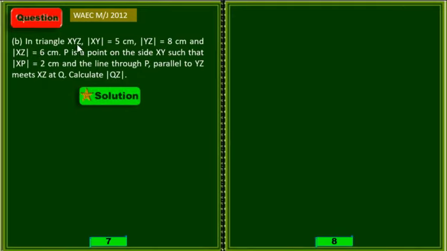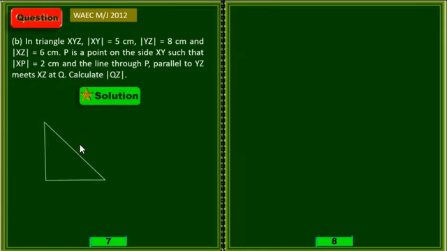In triangle XYZ, side XY is 5 centimeters and side YZ is 8 centimeters and side XZ is 6 centimeters. P is a point on the side XY such that side XP is 2 centimeters and the line through P parallel to YZ meets XZ at Q. Calculate the value of QZ.